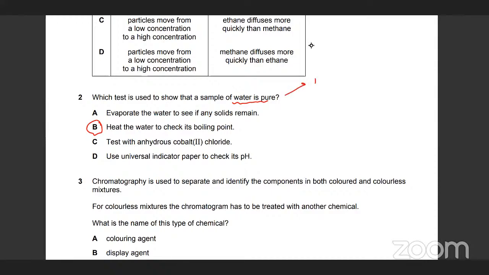One is identifying water, right? So you have to be careful. Is the question about identifying water? Uske liye the test is cobalt 2 chloride paper. So it's anhydrous cobalt 2 chloride. It changes from blue to pink. Or it might be anhydrous copper sulfate and it changes from white to blue. So that's how you identify water. ठीक है, it's anhydrous cobalt 2 chloride, CoCl2, or CuSO4. But this question is not about identifying. Whenever it's about purity of a substance, then it's about the melting point and the boiling point.